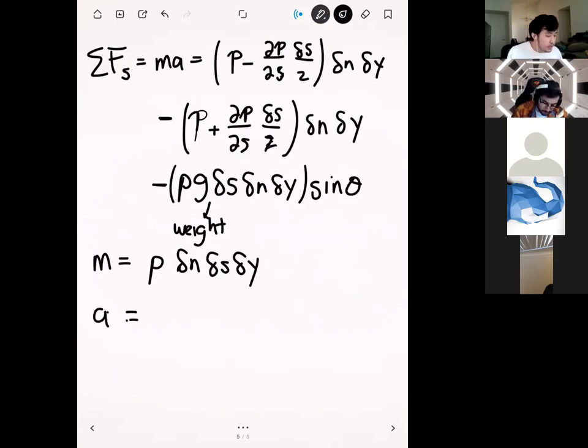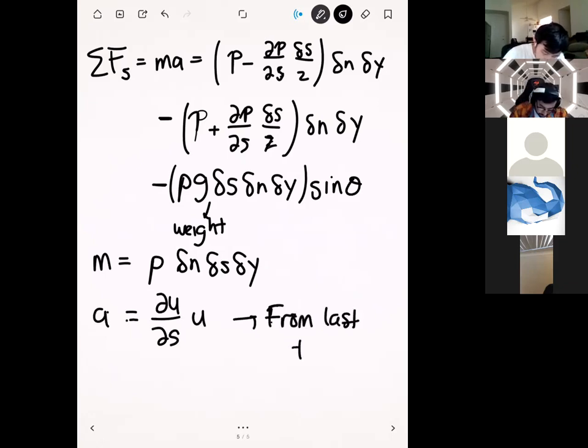And then for the acceleration, we're going to use the expression that we came up with last time, where we put this in terms of velocity and the derivative along the coordinate. So this is going to be du ds times u, and this is from last time. And what we're going to do next is plug all these in for the mass and the acceleration, cancel out a bunch of terms, and then we'll get something that's going to get us pretty close to our Bernoulli equation.